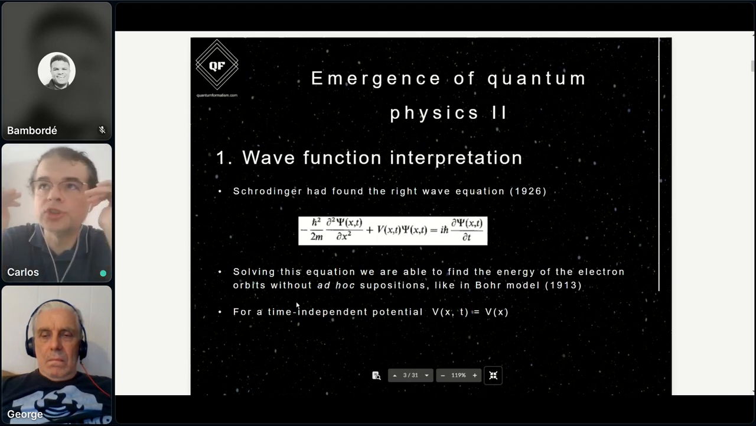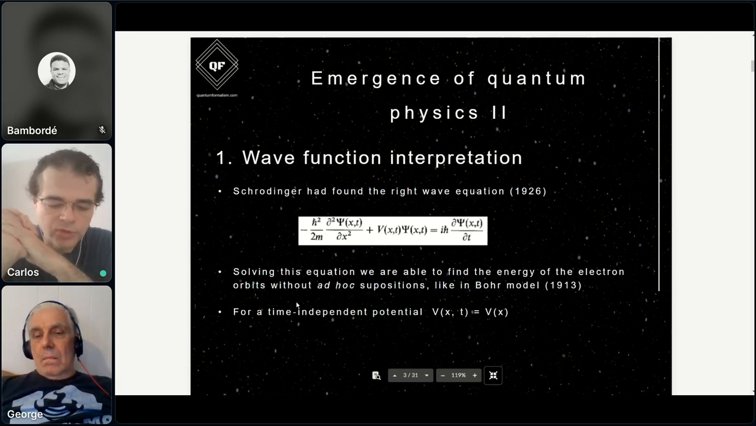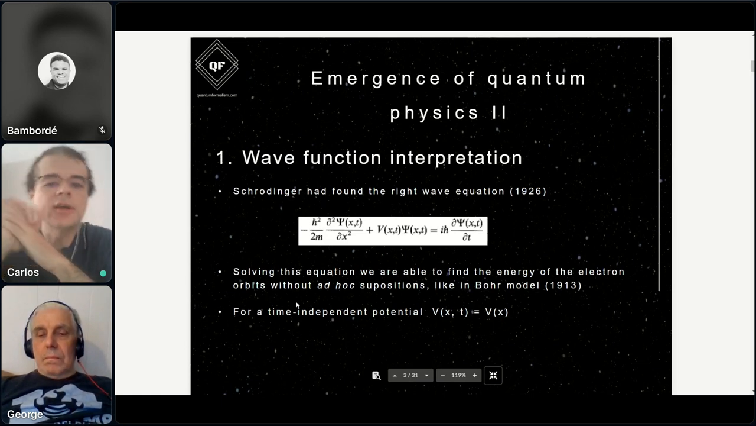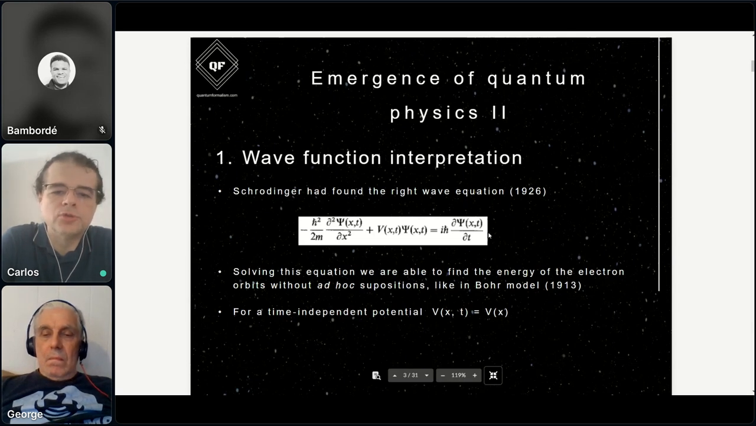But these were suppositions, rules that he defined. He didn't have an explanation for these rules, and he didn't even have an equation that explained the results found from the hydrogen atom. Schrödinger, with his equation, without the ad hoc suppositions that Bohr made 10 or 15 years before, was able to explain the experimental results in the hydrogen atom.